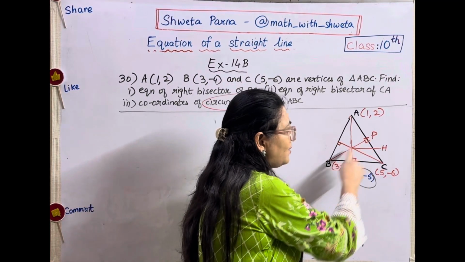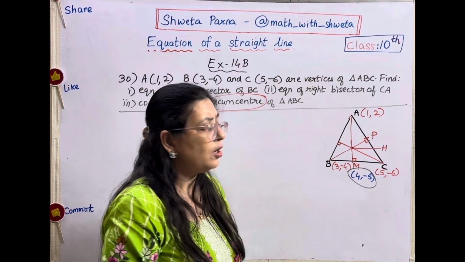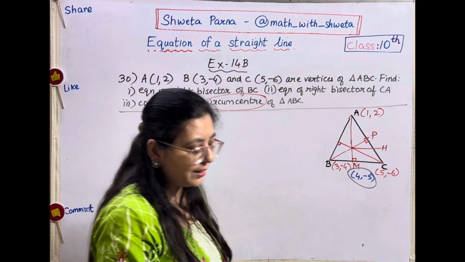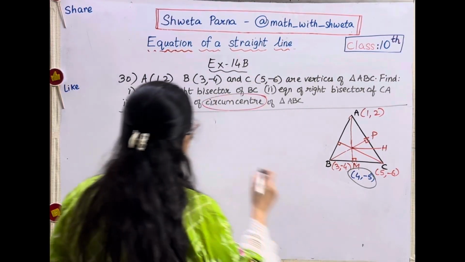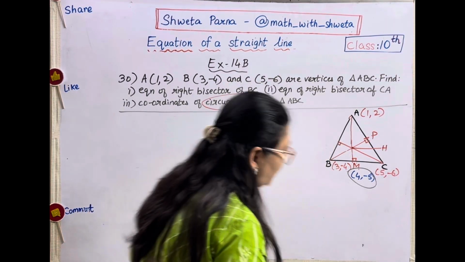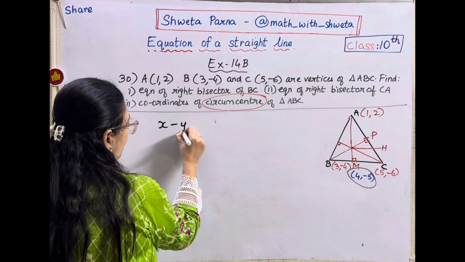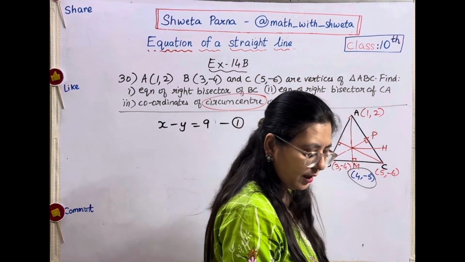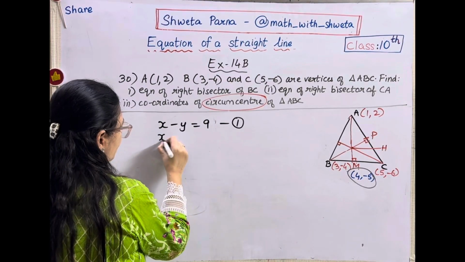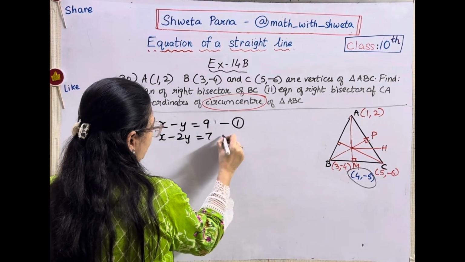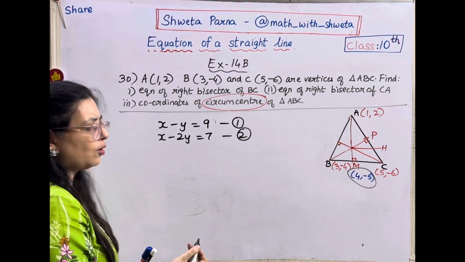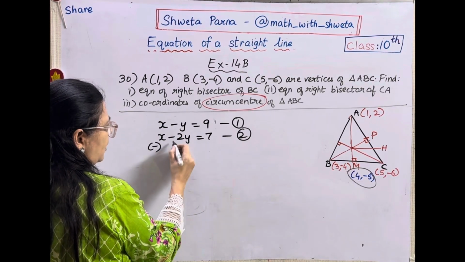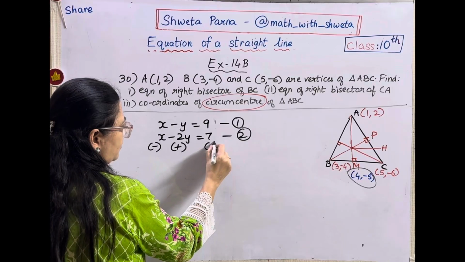Now since for both these lines you have already found the equation, by solving these equations you can get the coordinates. So let's write the first equation. The first equation that we got was x minus y is equal to 9, this was the first equation you got, and the second equation you got was x minus 2y is equal to 7. Now solve these 2 equations. Now x is the same, so you will change the sign: minus, this is minus, so plus, and this is minus.